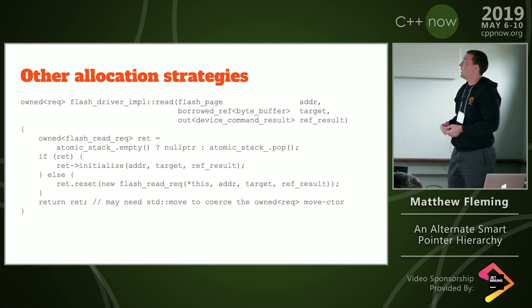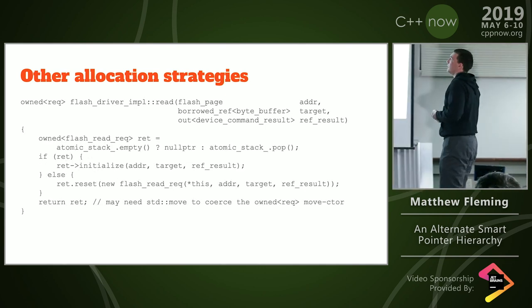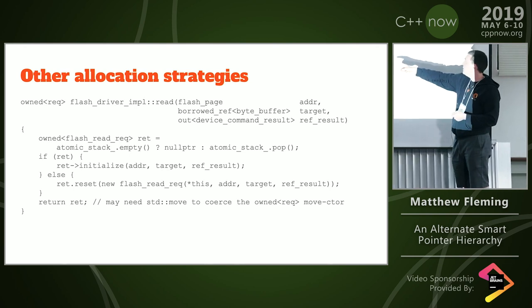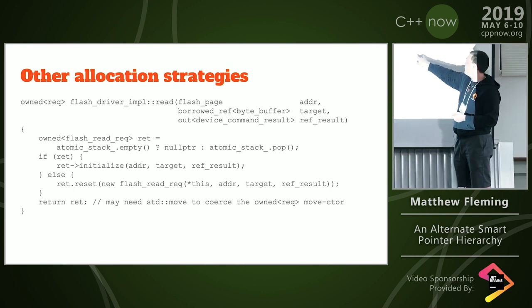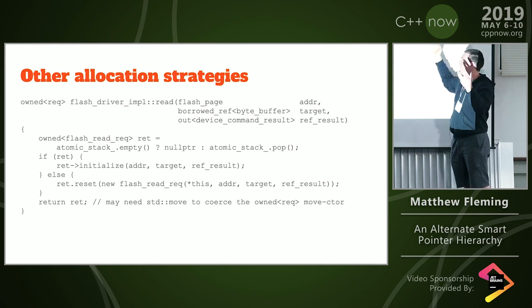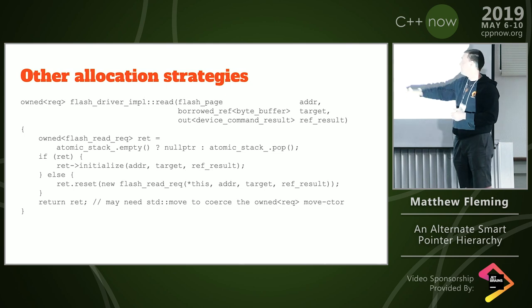Could have a different allocation strategy. Maybe I have an atomic stack of these things. And so I can say, hey, is it empty? I think I just have to call it. This is a little bit funny because it's atomic. I think I wrote this wrong. I can say basically pop. And if pop returns me non-null, great. I can reuse one of these things, and so I can reinitialize it. Otherwise, I allocate a new one. And then I just return it.